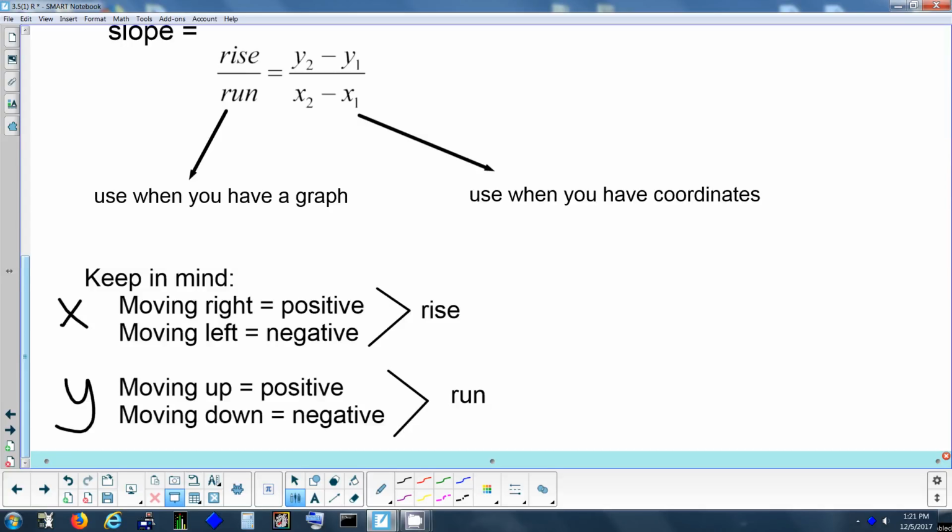Like I said, it helps to identify first the type of slope, or describe the slope. So positive, negative, 0, undefined. Once you do that, it's going to make it a little bit easier how you want to count on your graph. All right? And remember, guys, it's always rise over run. X's are always going to go on top, Y's are always going to go on the bottom. That's what we're trying to figure out when we're counting. All right?